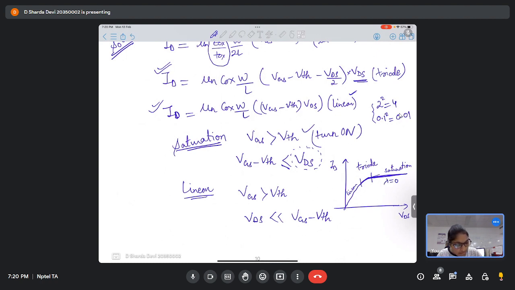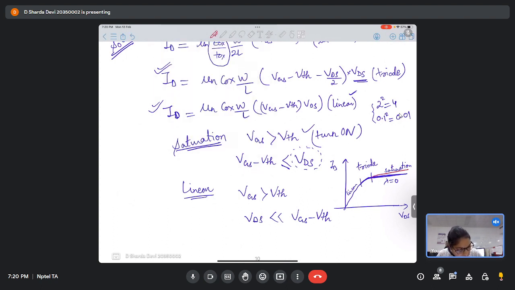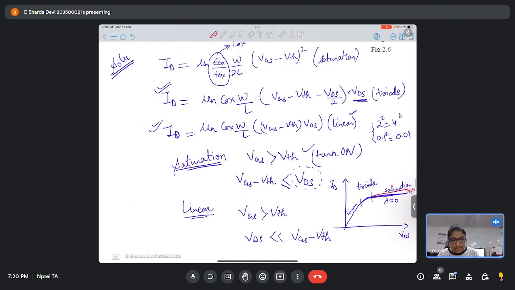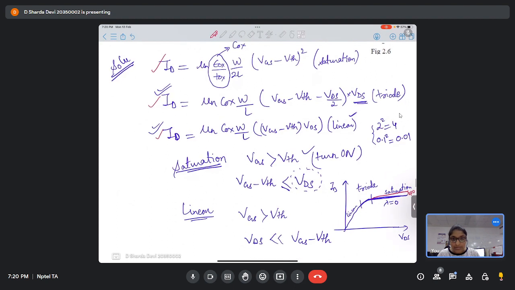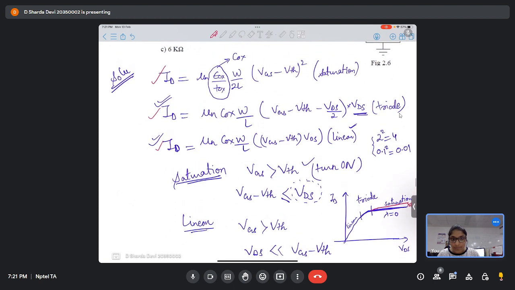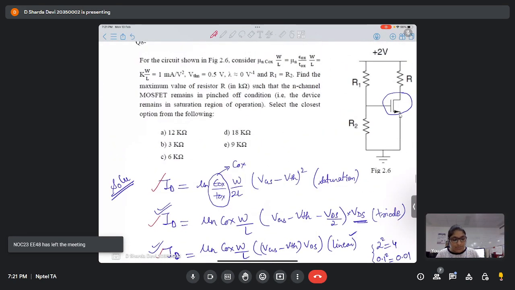When this has a slight slope, let's say like this, then lambda is not equal to 0. Is this clear? So whenever lambda is 0, these equations are valid. When lambda is not equal to 0, the equations will also change. Okay, are you getting it? Yes, ma'am. So now let's move on.